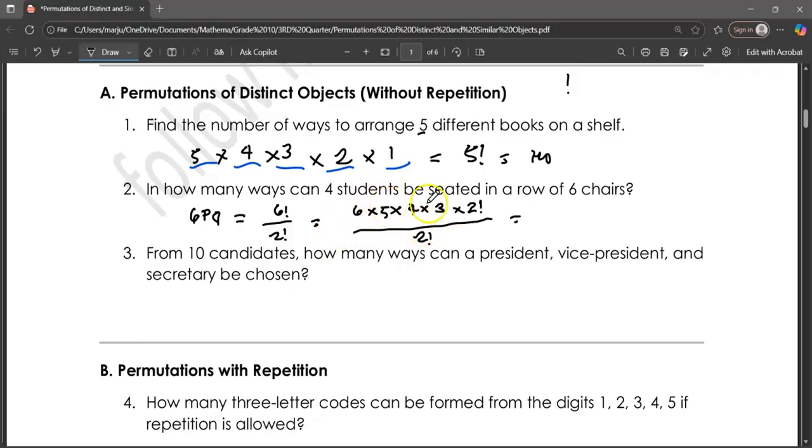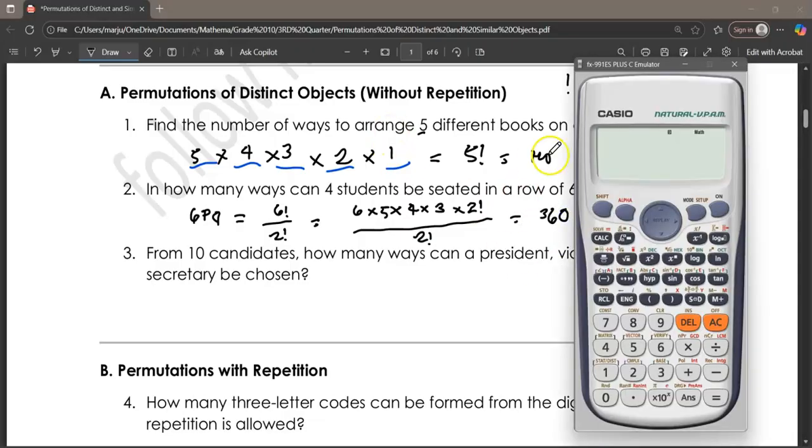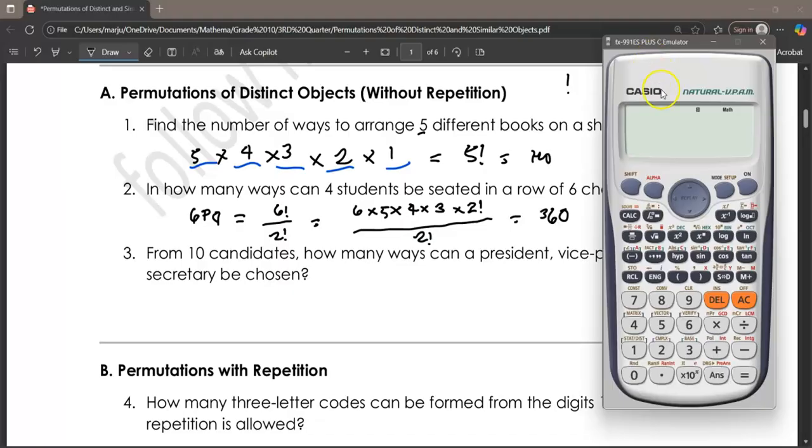This is 30 times 12. That gives you 360. Or again, you can use your calculator to solve this one. You're just going to look for these buttons, nPr and nCr. Since we're doing permutations, look for nPr. So you will say 6 shift P and then 4. This gives you 360, the same.